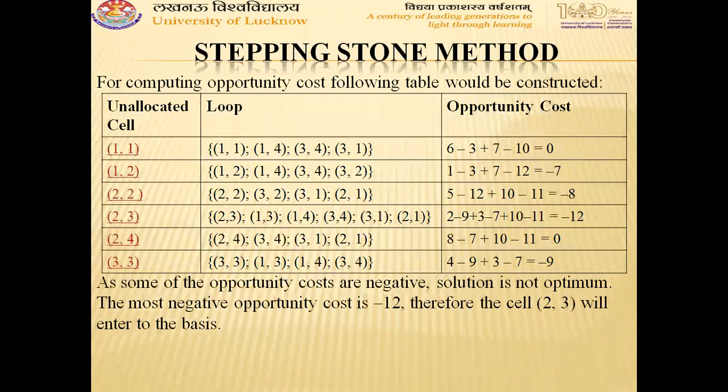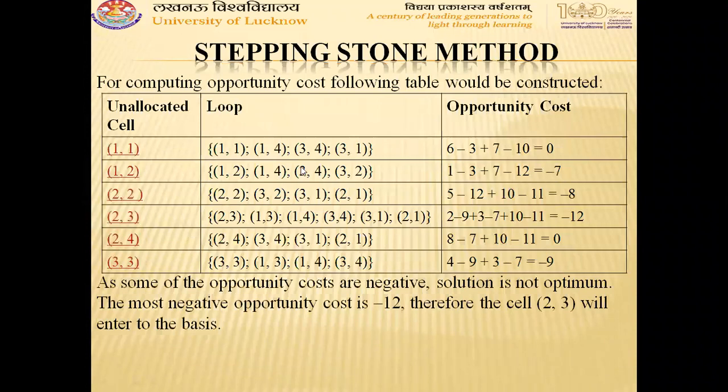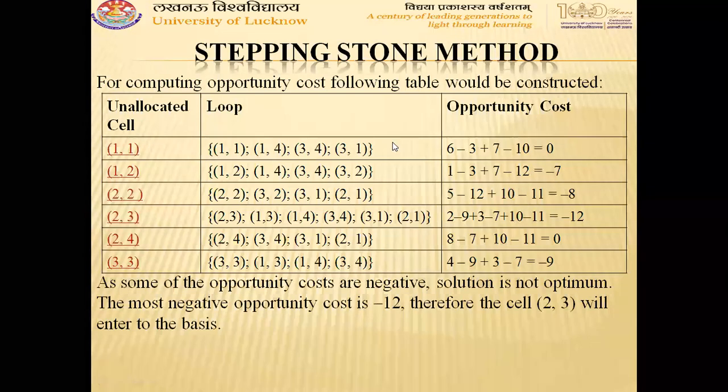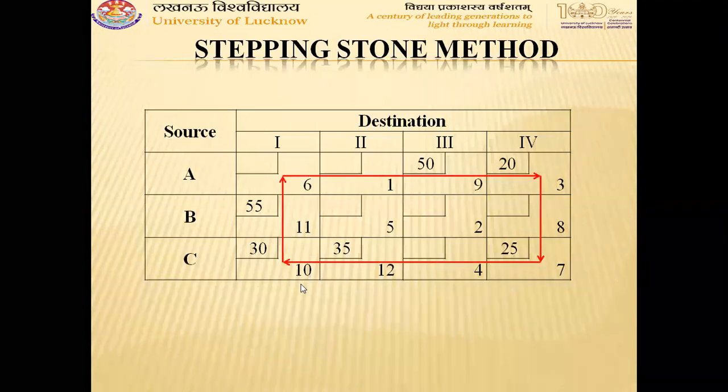Now we construct a loop for each unallocated cell. From the previous table we can see that the first unallocated cell is 1,1. Using this I have constructed the loop 1,1, 1,4, 3,4, 3,1. Here you can see that in such a manner the loop is constructed.